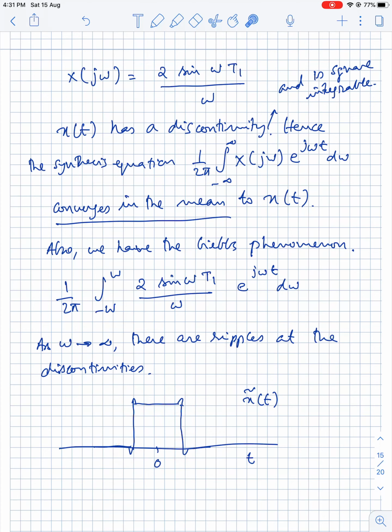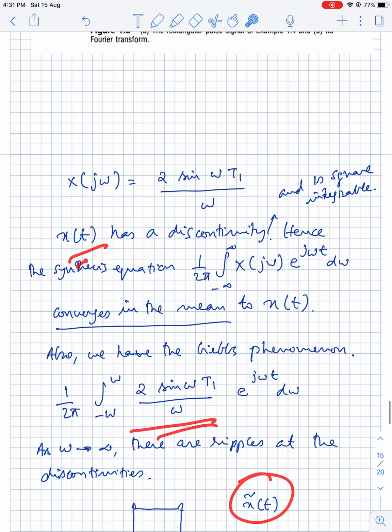So as you add more and more terms, this will become your x tilde of t, which is the approximation to x of t, and your x tilde of t will have ripples here, because at the discontinuities the synthesis equation, your x tilde of t, which is the same as this, will not exactly match x of t. There are isolated points where it will not match, and this is the reason for the Gibbs phenomenon.